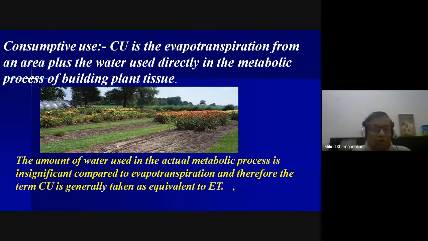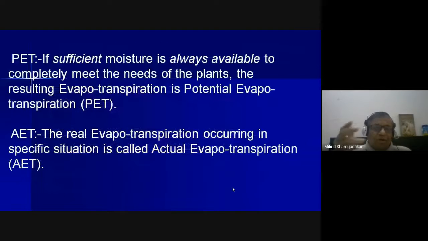Plant ke khud ke growth ke liye jo bhi pani lagta hai, wo bahut kam hai as compared to the transpiration as well as evaporation. To isliye consumptive use ko evapotranspiration karke bolte hai. Ye jo evapotranspiration hai, it is of two types. The first is the PET and the second is the AET. क्या है PET AET हम देखते हैं. Potential evapotranspiration and actual evapotranspiration.